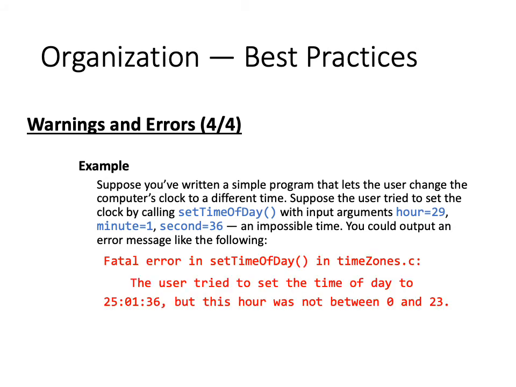Okay, here's what I wrote. Fatal error in set time of day in timezones.c. The user tried to set the time of day to 25:01:36, but this hour was not between 0 and 23.